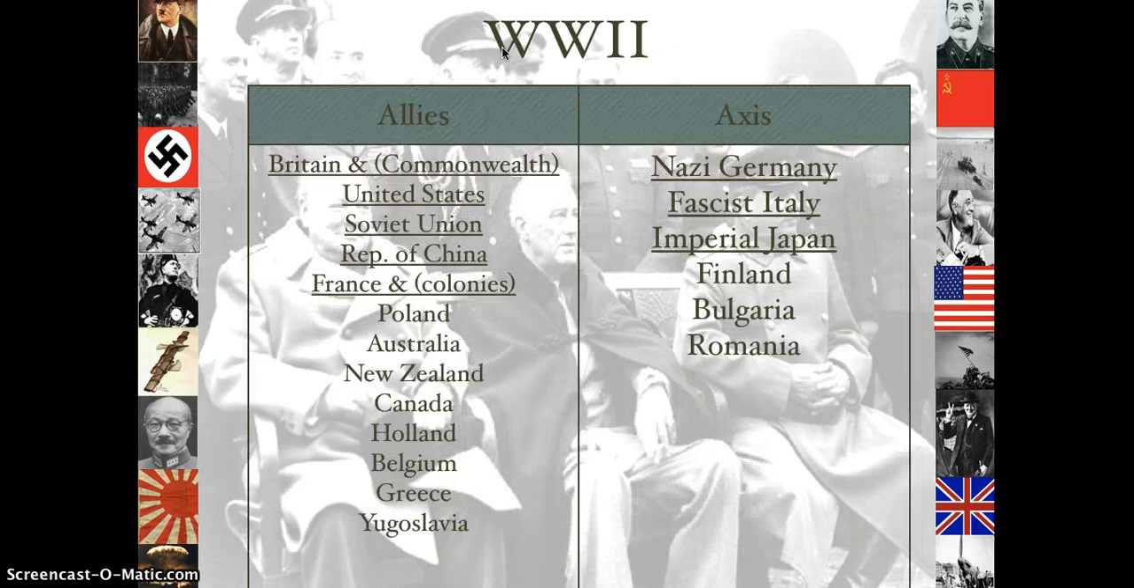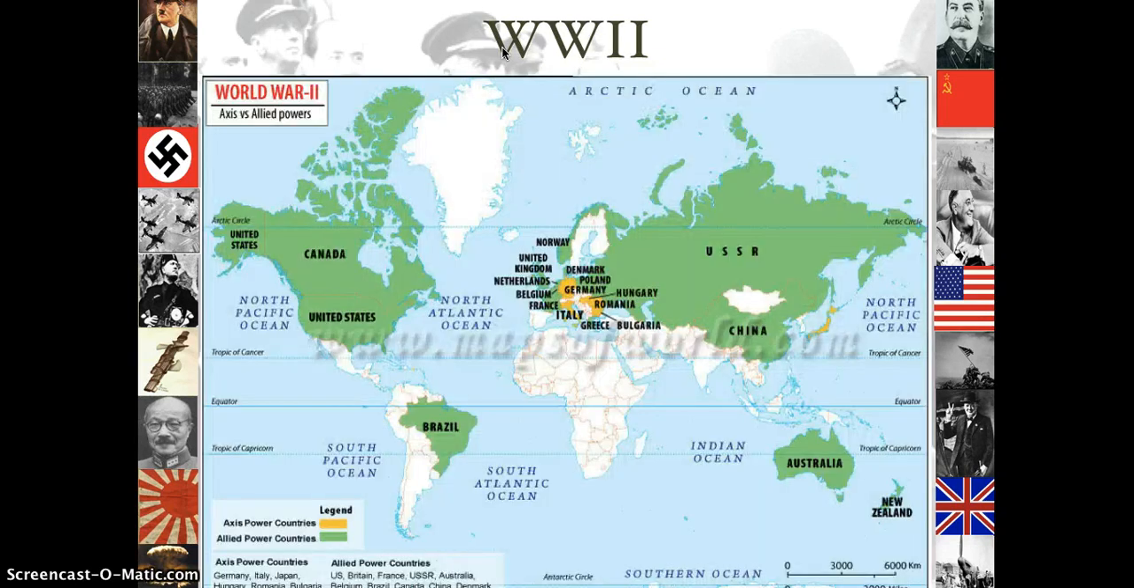And this is a list of countries. The underlined ones represent the major powers, and certainly there are other countries. So this is a global war for sure. And there's a map. We'll talk more about this in class, but just so you get a picture of where these places are. Certainly by size, the Allied powers had considerably more. But we'll see the war was not decided necessarily by size alone.